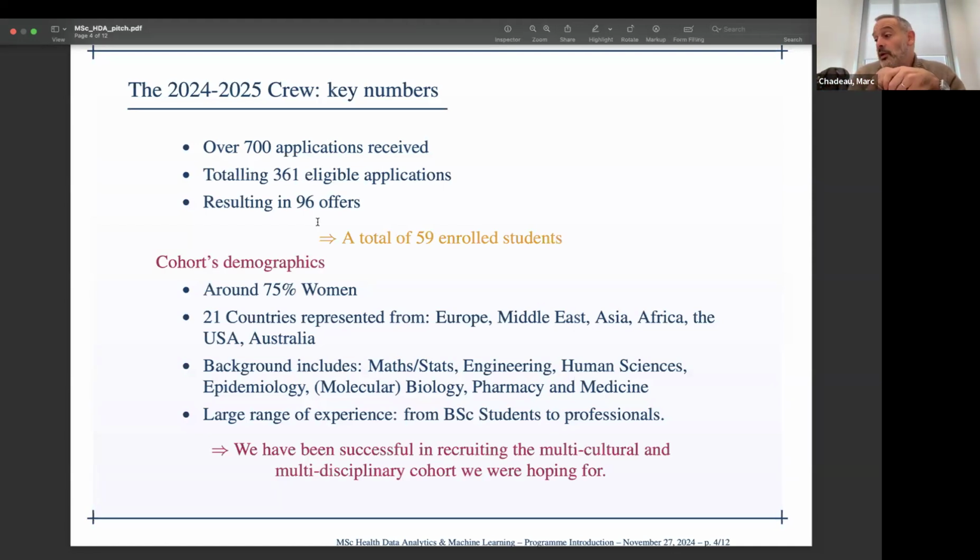And also interesting, we have a large range of expertise and experience in our cohort. We have students directly from a BSc. We have other students with an MSc experience. We have students with PhDs, and then we have all the students who are professionals and willing to make a career change. So far, again, just reiterating, we have been able to recruit a multicultural cohort with multidisciplinary expertise. So that's really a key milestone that we achieved, and that we are quite happy with.